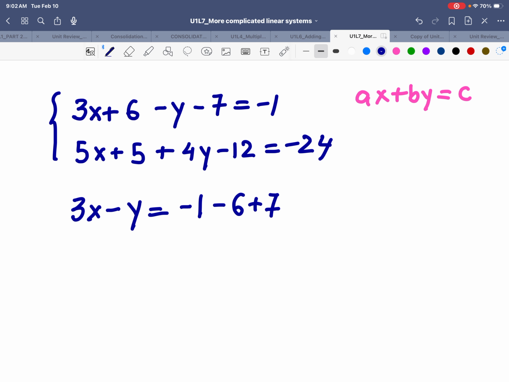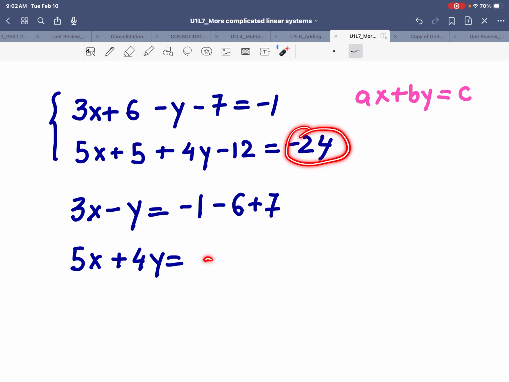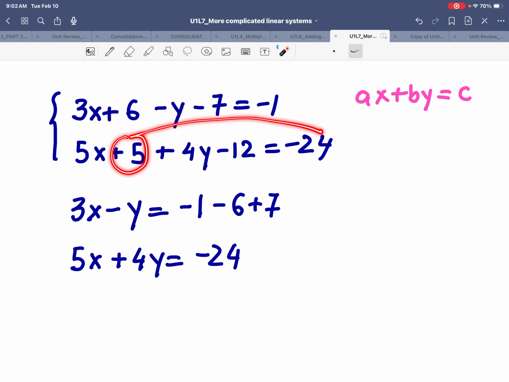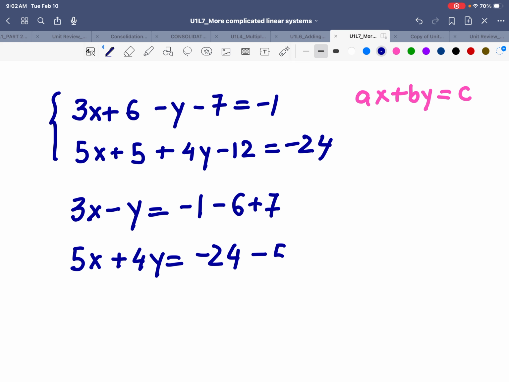Now, next we have 5x and 4y, which will sit on the left side. And on the right side, we already have the -24, which will stay here unchanged. But +5 will come to the other side as a -5. And a -12 will come to the other side as a +12. And here goes our system again.